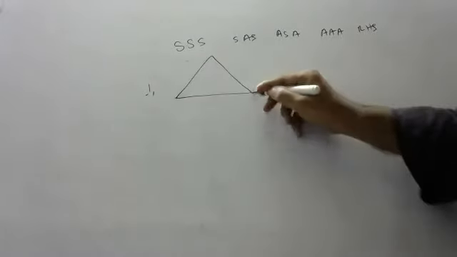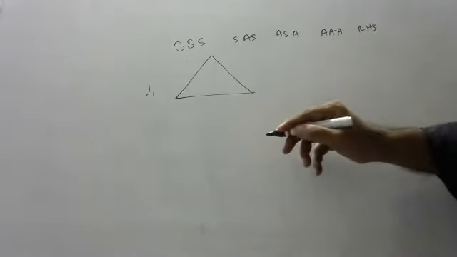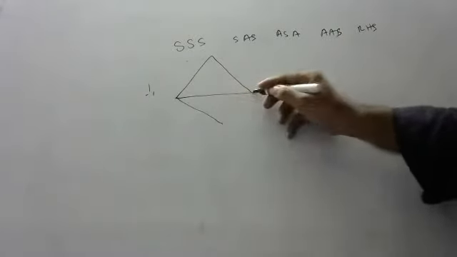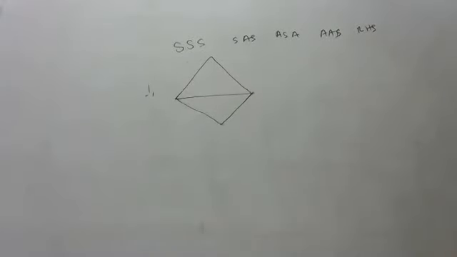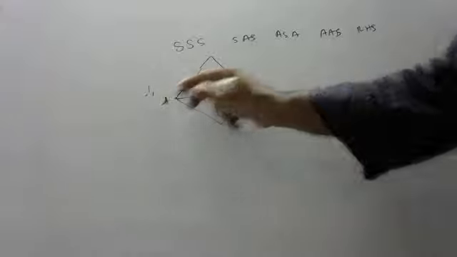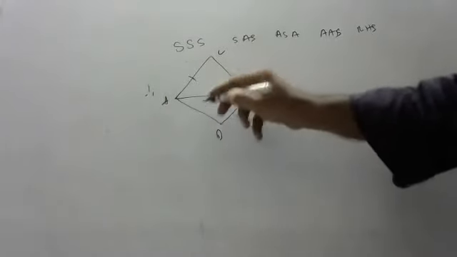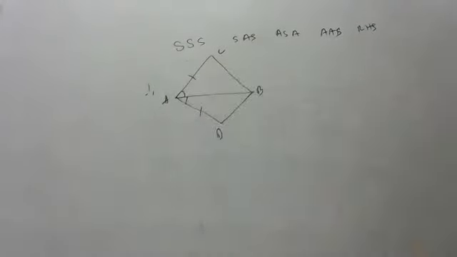Sir, it's not AA, it's AAS, sir. Here, in the comment, AAS. So AAA is in similarities. Intended classification. Children, see, this is A, this is B, this is C, this is D, and he's saying this and this are equal, this angle and this angle are equal.